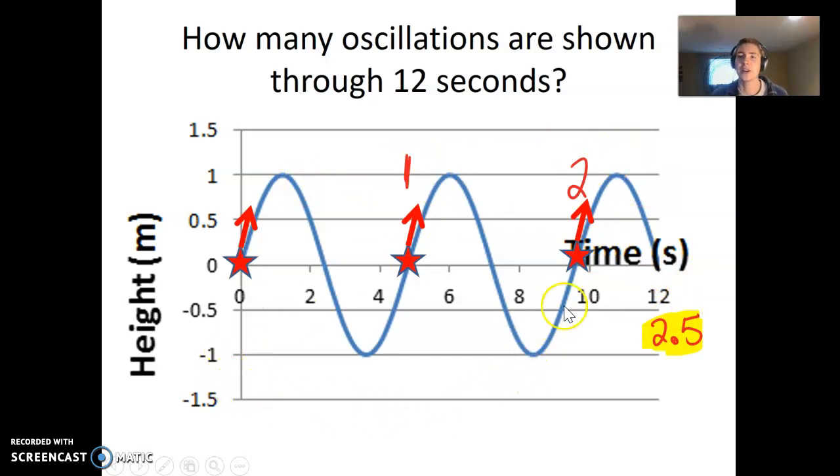To recap, you count from the crest to the crest to the crest, or the trough to the trough to figure out your full wavelength. If you start in the middle, you need to measure one whole oscillation by looking at them, making sure you're going in the same direction with both of them going up.